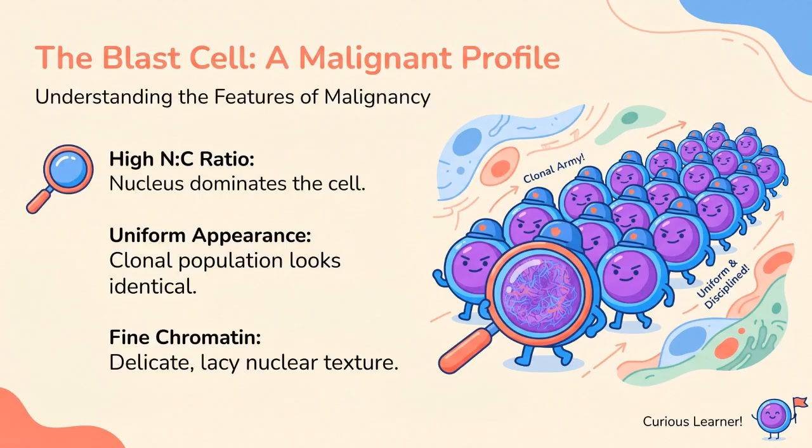Furthermore, blasts often exhibit a uniform appearance across the population, a strong clue that you're looking at a clonal expansion rather than a diverse immune response. This uniformity, coupled with a high NC ratio and fine chromatin, paint a clear picture of an immature, rapidly dividing cell. Understanding these core features is absolutely essential for accurate blast identification. We'll now summarize these critical distinctions between reactive and blast cells.